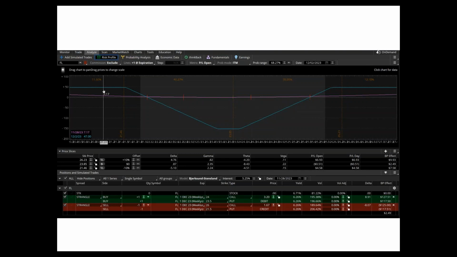Well, the stock was trading right between the $24 and the $23.50. It was like at $23.75, $23.85 at the time we designed this trade.